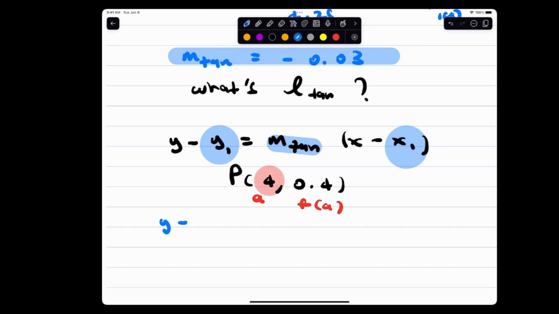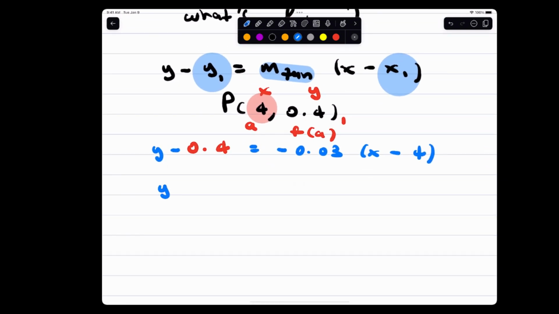Y minus, well, which one is y1? Do you guys know? This is the one and only point right here. This is the x1. This is the y1, okay? So y1 will be point 4, is that right? My m tangent is minus 0.03. X minus, what's the x1? Is that 4? All right. Okay, you guys okay with that? So this is what you're looking at.